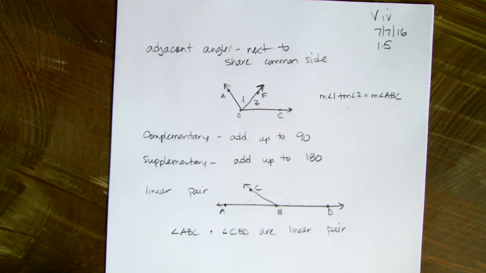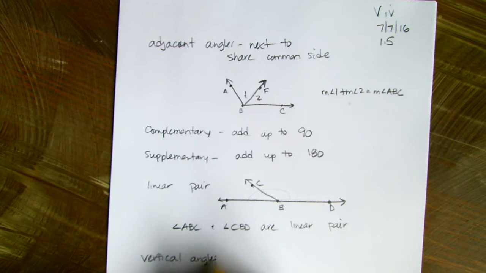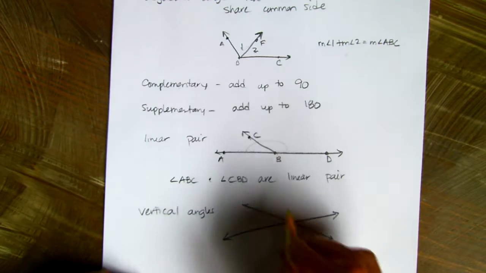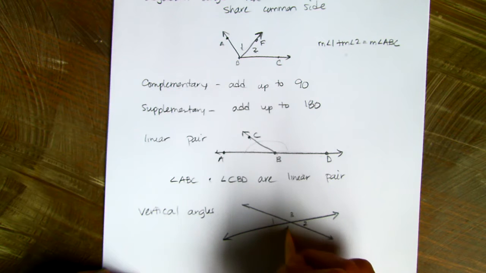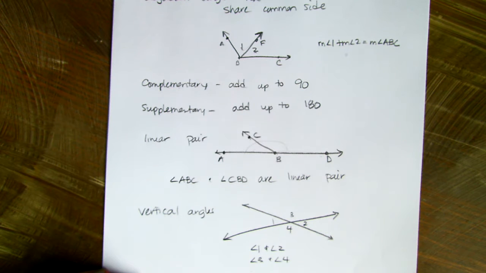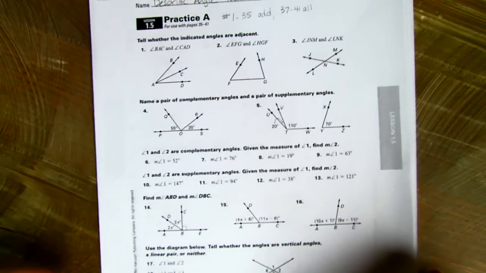And then vertical angles. And notice how it's spelled, C-A-L, not C-L-E. So vertical angles. Vertical angles are formed when 2 lines intersect. So angles 1 and angle 2 are vertical, and angle 3 and angle 4 are vertical. So there's some vocab. All right, so let's see what you need to do here.